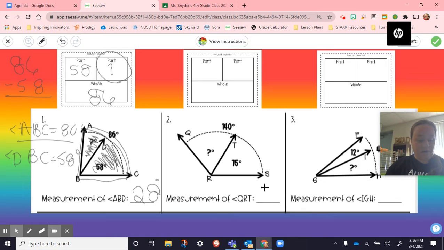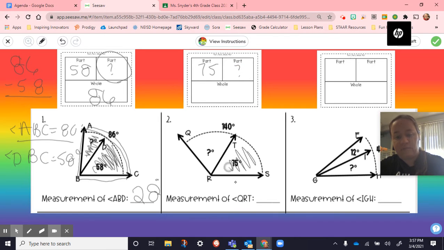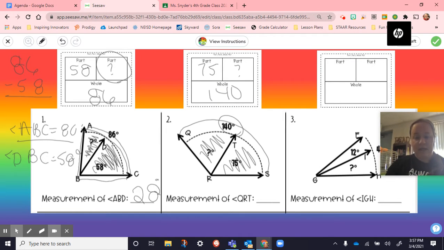Okay, then over here on this next one, you've got two parts broken up. One of the parts we know is 75. One we don't know. Okay, so this is the 75 part. This is the part where we don't know. And when we put those two together, they equal this whole thing, which is 140. So again, I have a whole, the 140. I have a part, 75. I'm going to subtract to find the missing part, and that gives me 65 degrees.